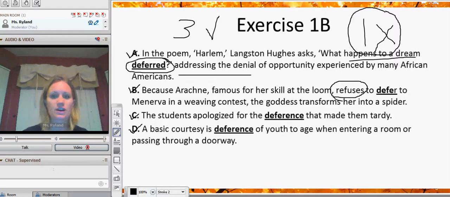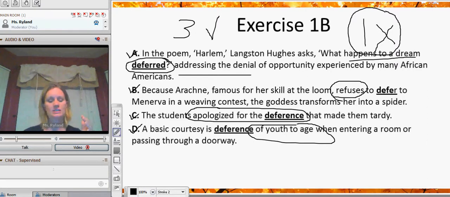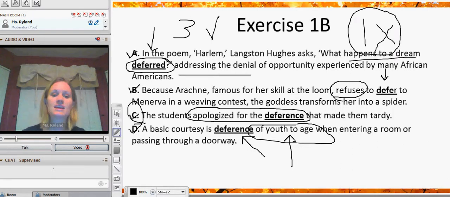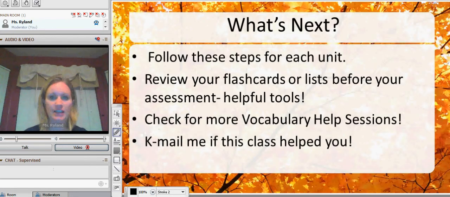Refusing to defer, apologize for the deference, a basic courtesy is deference of youth to age. So use those context clues to figure out how deference is being used. You can go ahead and pause it right now and try to figure out which one it is, if you know what deference means. Actually, C is the incorrect one. That's the hardest part about vocabulary, is figuring out which one is used incorrectly.